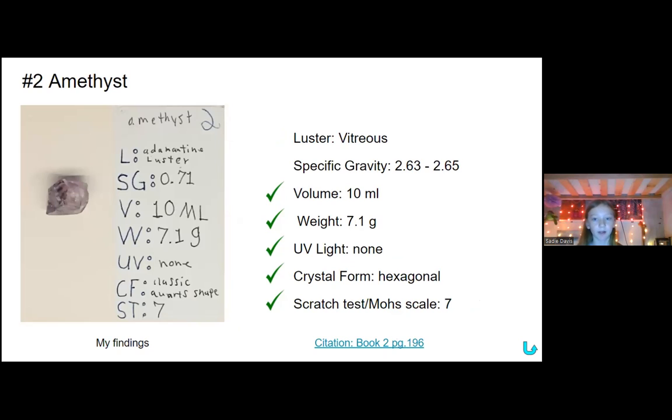My second specimen is amethyst. I identified the luster as adamantine. The specific gravity is 0.71. Volume is 10 milliliters. The weight is 7.1 grams. It doesn't react under UV light. Its crystal form is classic quartz shape or hexagonal. And the scratch test shows that it is 7 on the Mohs hardness scale.